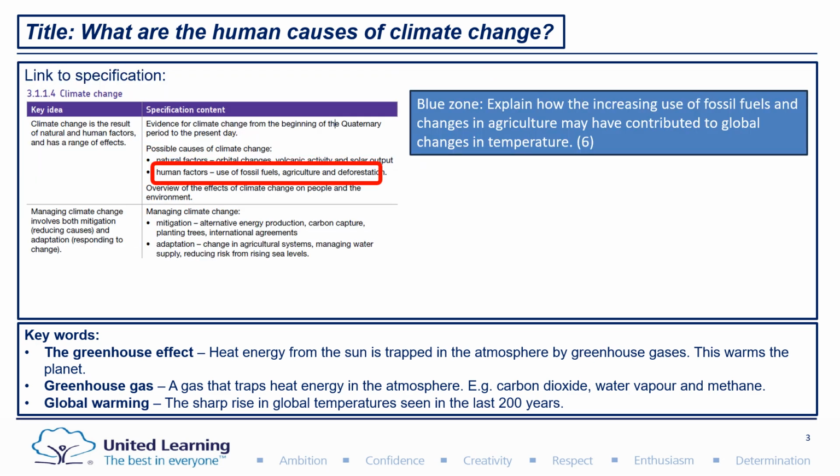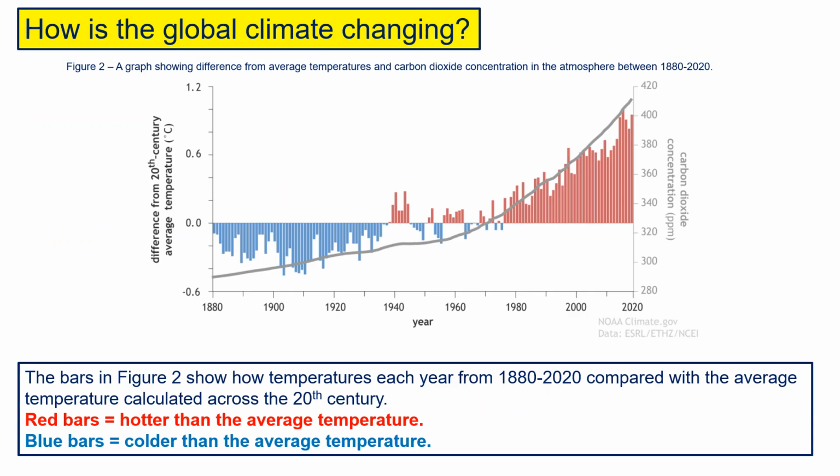Awesome, let's crack on. So what you can see here is your blue zone task. The final task today will be looking at to explain how the increasing use of fossil fuels and changes in agriculture may have contributed to global changes in temperature. So let's have a little look at how is the global climate changing.